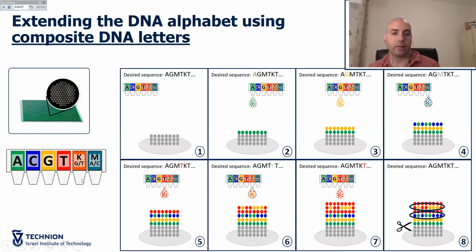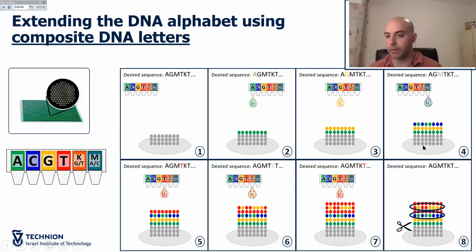We can do it by simply extending the printhead of the DNA printer by, in this example, adding 2 extra cartridges, one which contains a pre-mixed solution of G's and T's, let's call it K, and the other one which contains a pre-mixed solution of A's and C's, as we said, M. When we get to the 3rd letter, M, what we do is we inject this pre-mixed solution of A's and C's, and roughly half of the molecules will be elongated by A, and the other half will be elongated by a C.